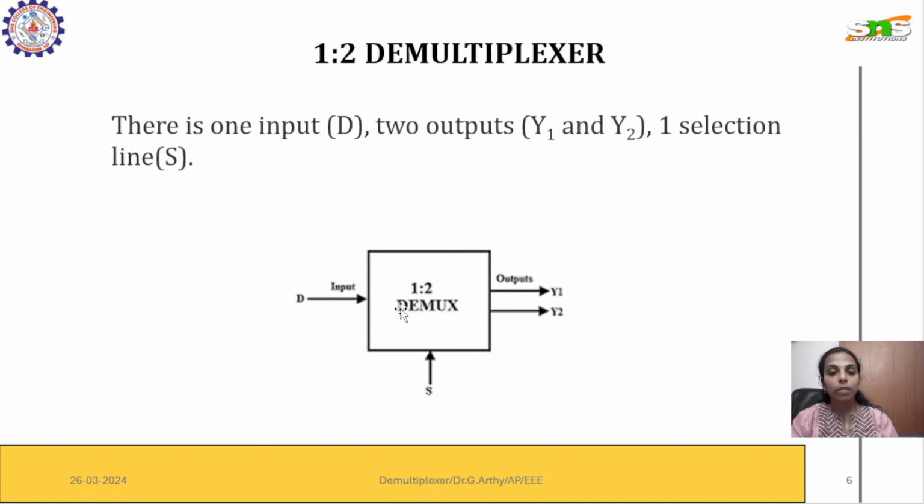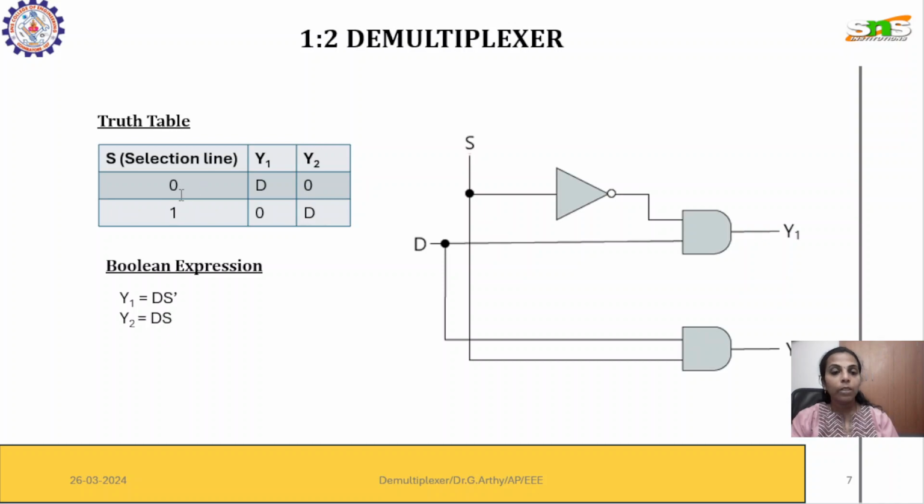A 1:2 demultiplexer is a device which has only one input and two outputs. Here there will be one selection line. If there is one selection line, then two combinations can be there, 0 and 1. So we have D and 0, and we have 0 and D. From this we can write the Boolean expression, right? So y1 equals D S dash, and y2 equals D S. For these Boolean expressions, the demultiplexer circuit can be drawn.